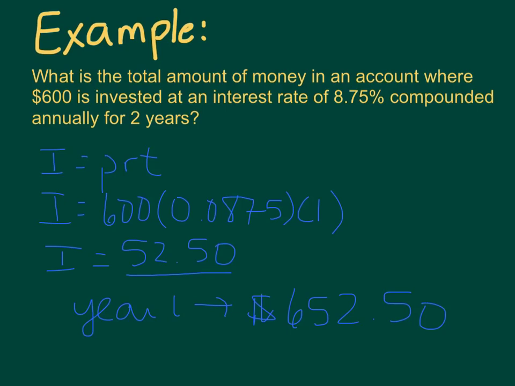So what compound interest does, simple interest says we're going to give you this $52.50 for year 1 and year 2 and year 3 and year 4. But compound interest says, well, after the first year you earn that interest, now we're going to pay you interest on this amount. What we'll do is we're going to take the same formula, I equals PRT.